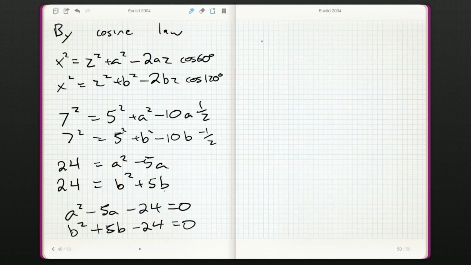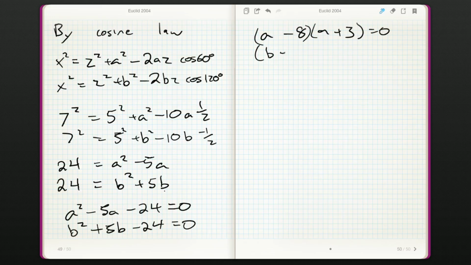Two numbers that multiply to 24, and I need an 8 and a 3, and the 8's got to be the negative one, because then we get the negative 5. And we also have the opposite, because now the 5 is positive.